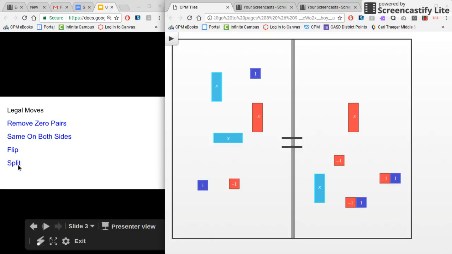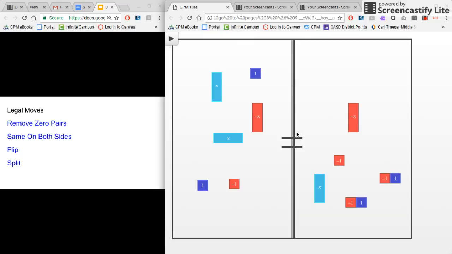And remember, I can only split groups if X is on a mat by itself and the unit tiles are on the other mat. So I'm going to look at my equation, and right now these have the double line and an equal sign in the middle, meaning that these are balanced sets, meaning both sides of the equation have the same value. I can pick any moves that I want to do.